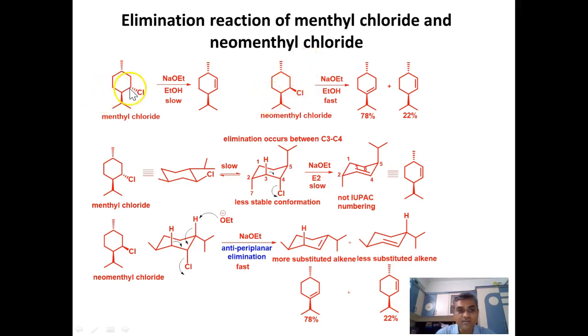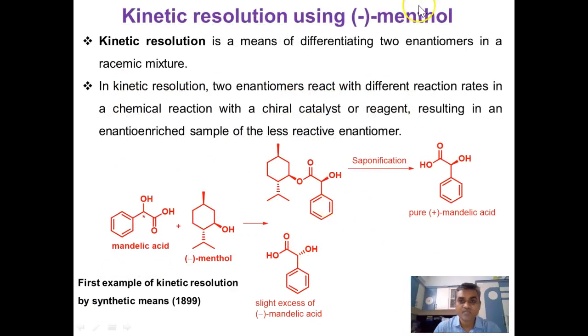This chlorine is having only this hydrogen, but for that it has to adopt this conformation which is unstable, and as a result of that the menthyl chloride will react slower than the neomenthyl chloride, which is having one. Now let us consider the applications of levomenthol in the kinetic resolution of racemic mandelic acid.